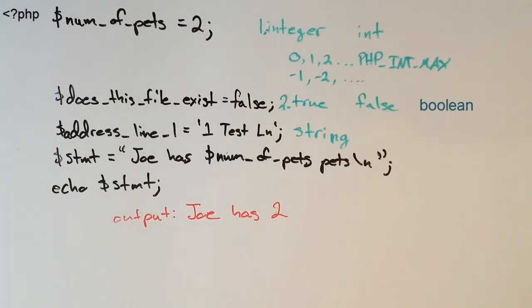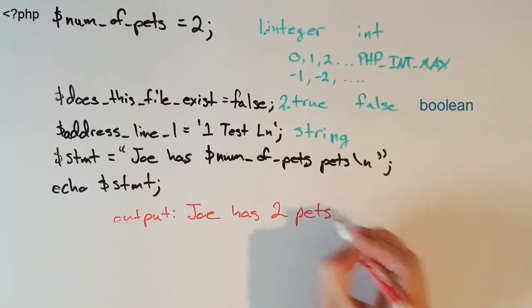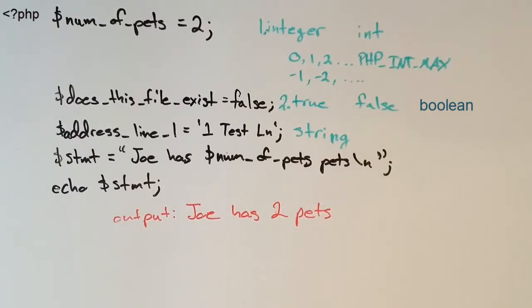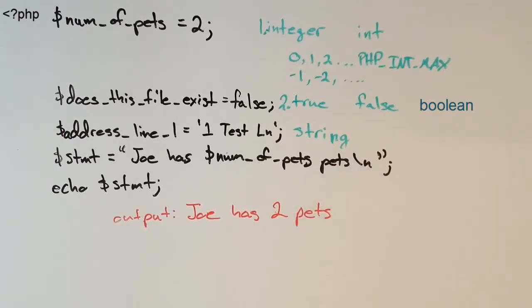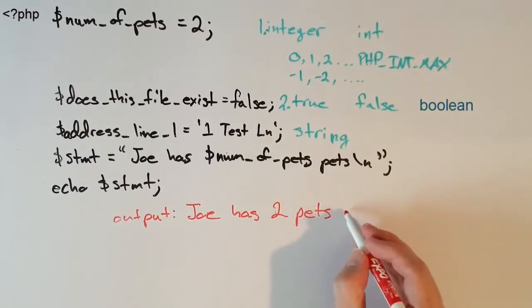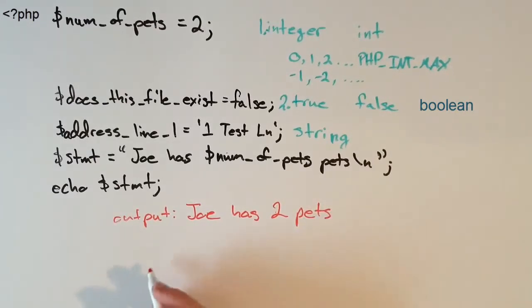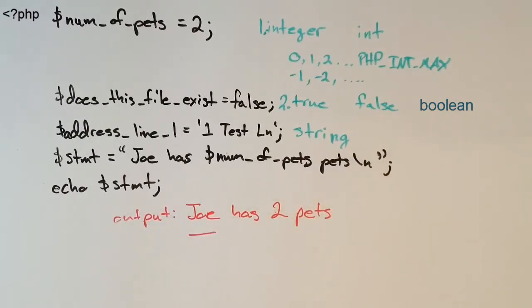Joe has 2 pets. Now this \n has a special significance. This is the escape sequence for a new line. That's equivalent to pressing enter on your keyboard. And so it will actually do a new line, which you can't see, but if I start printing out another line, the next line would appear right below it.